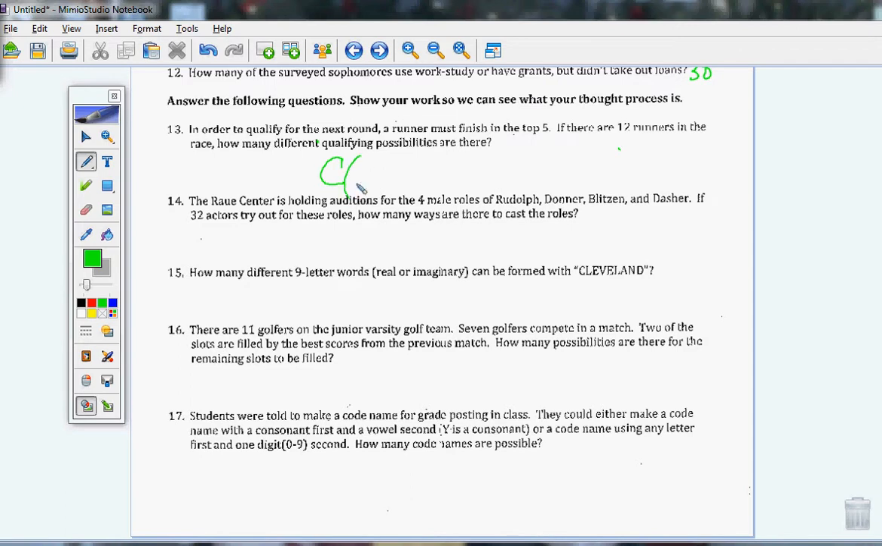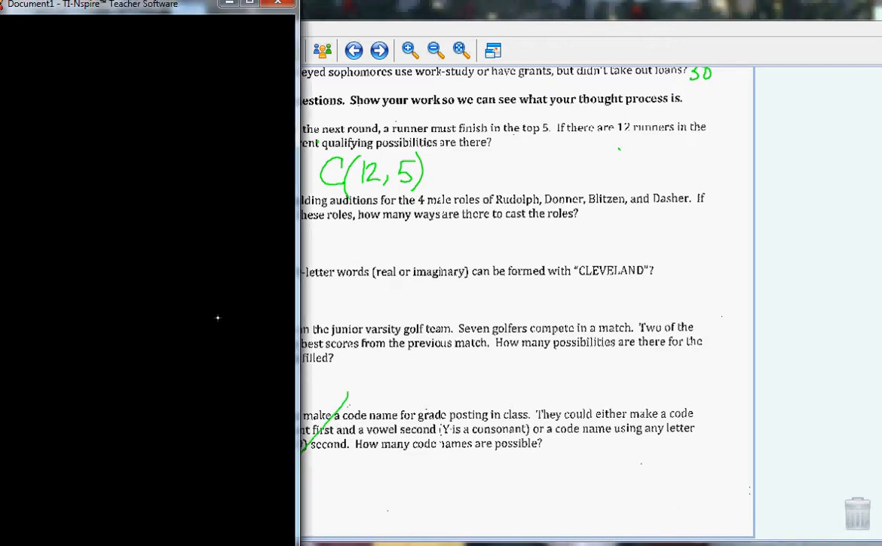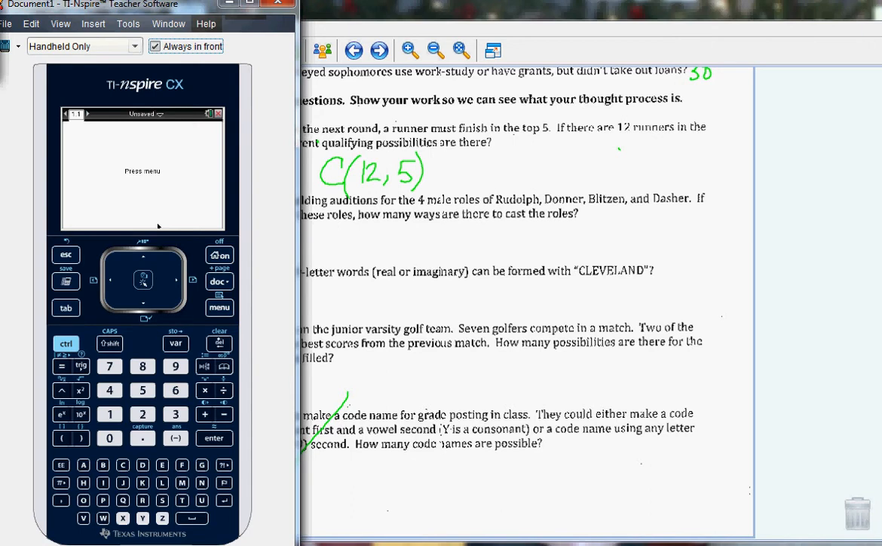So here's the deal. I have 12 that are possible, and then I'm picking 5, okay? So what does this come out to? Hopefully I can show you here in just a second. But, well, calculator is not firing up here. There it is. Okay, so how to do this on the calculator?